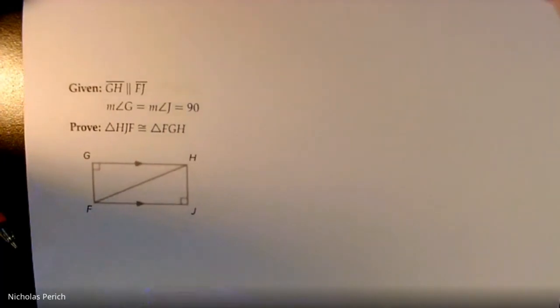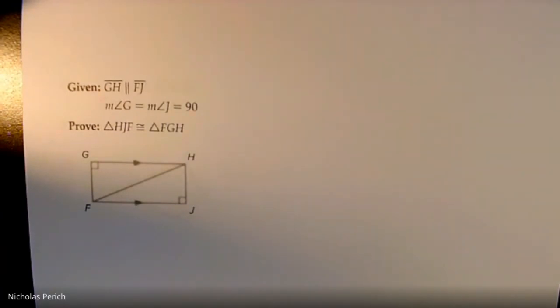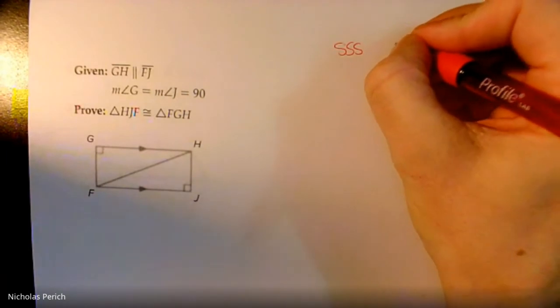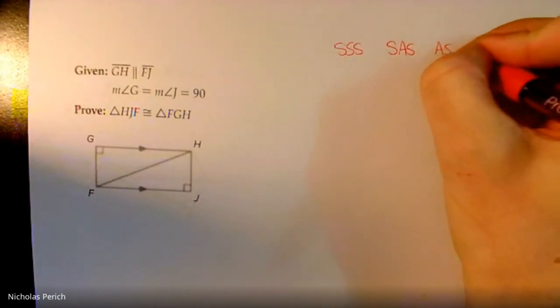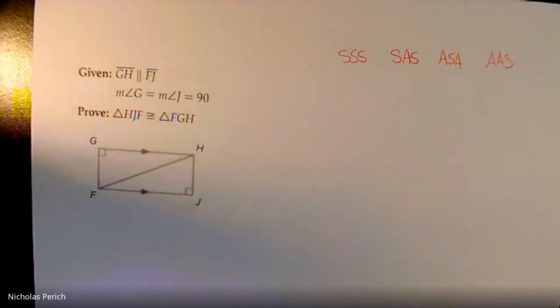Let's see. GH and FJ are parallel. Let's write out our fours. We have SSS. We have SAS. We have ASA. And we have AAS. Those are our four.